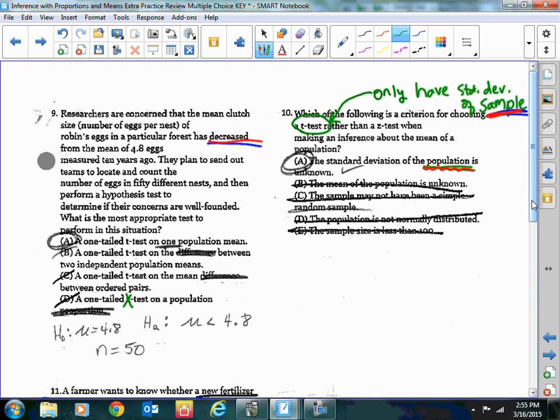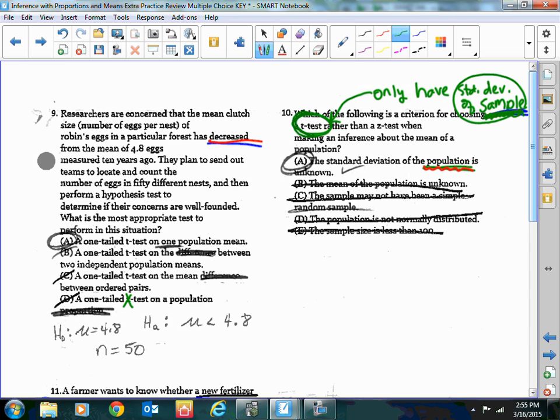So let's look at 10. Which is the following reason that you would have to do a t-test? The reason is because the standard deviation that you have is coming from the sample. You only have the standard deviation from just that little bitty sample you took. So because you only have this standard deviation from the little bitty sample that you took, you have more variability, and t-distributions are more varied.